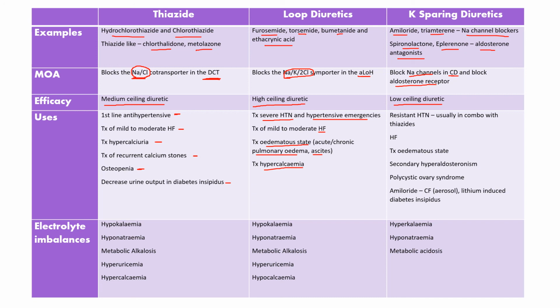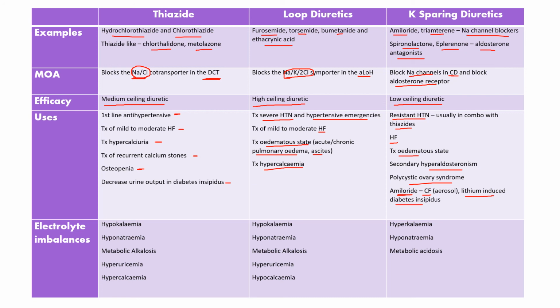Potassium-sparing diuretics, so they are used for resistant hypertension, usually in combination with thiazides, okay? They have a synergistic effect. So they're also used for heart failure and treatment of edema, secondary hyperaldosteronism, polycystic ovarian syndrome, and amiloride specifically is used for cystic fibrosis patients as an aerosol to decrease the secretions, and in lithium-induced diabetes insipidus.